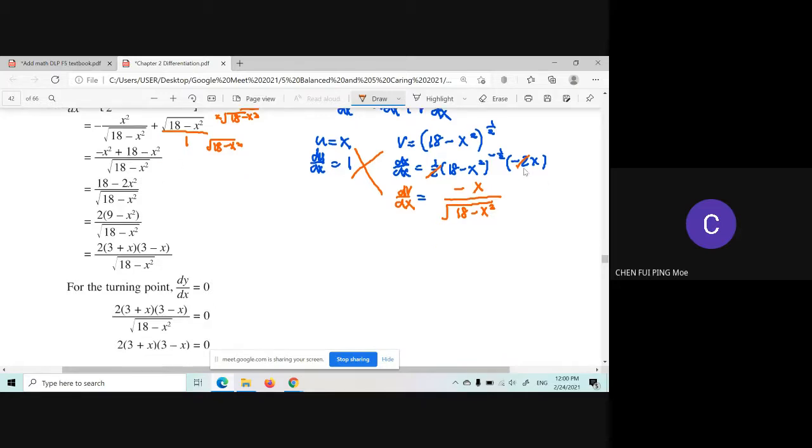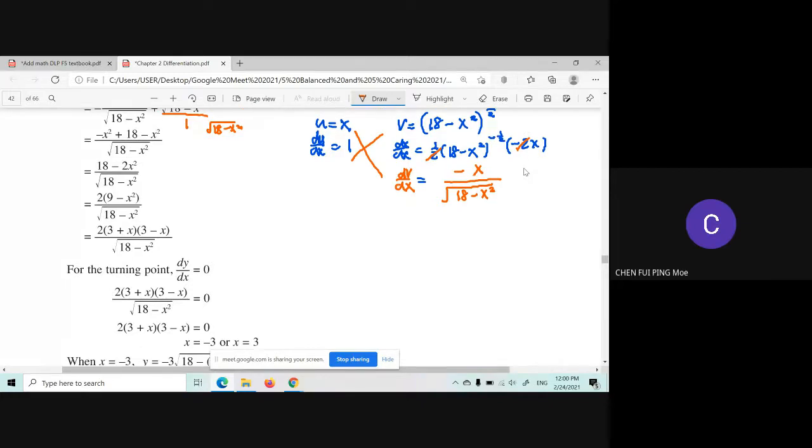Next, continue. Actually, if you're done until here, that also works. Okay, never mind, what they do is they try to simplify. If you do until here, it's okay. So if you do until here, then for the turning point you need to set dy/dx equal to 0, right? So you just let this equal 0. You still need to go through this process.